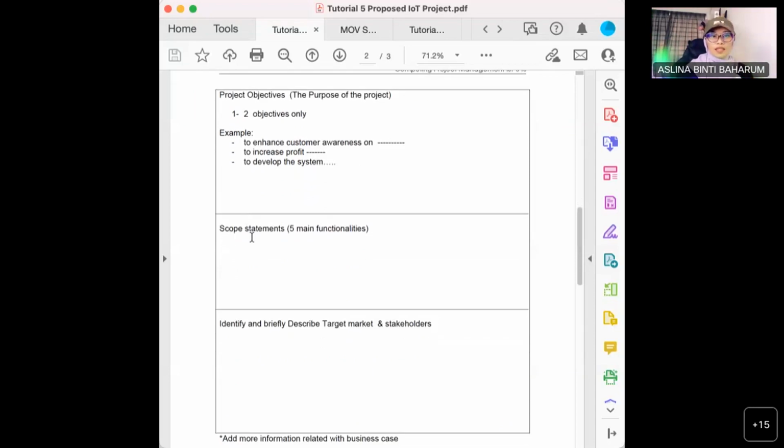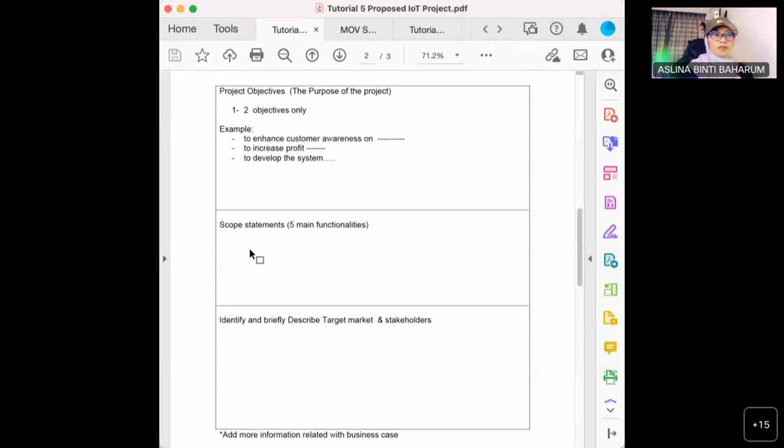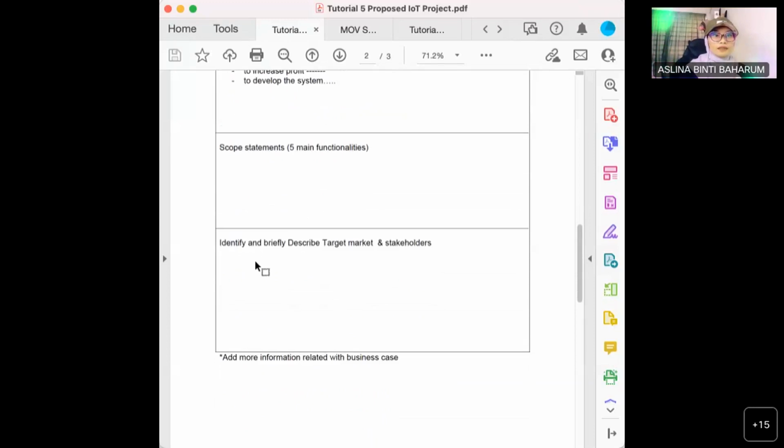Scope statement. Remember what we learned last week, we have 2 types of scope to define, either product scope or project scope, right? So this one is to mention the main functionality, which is the product-based scope: what are the features and functions in your proposed IoT system. And then identify and briefly describe your target market and also stakeholders.